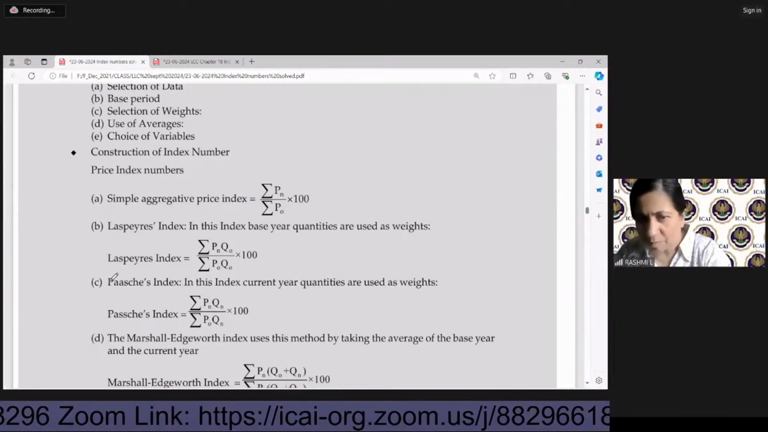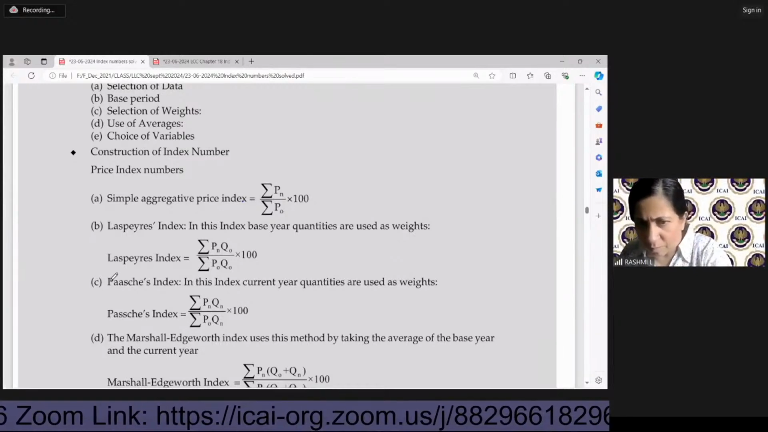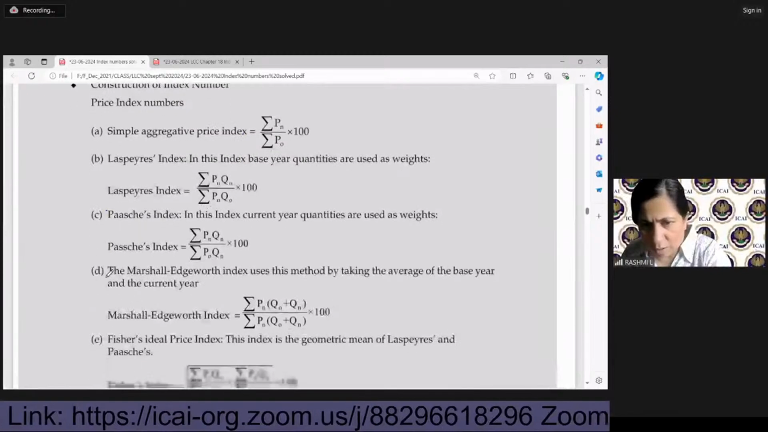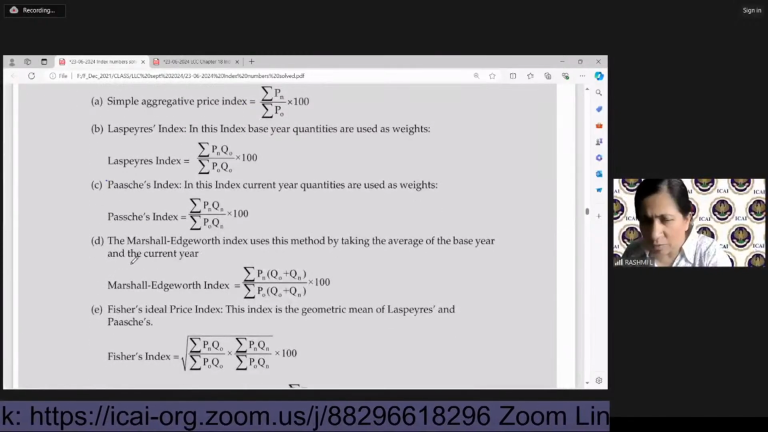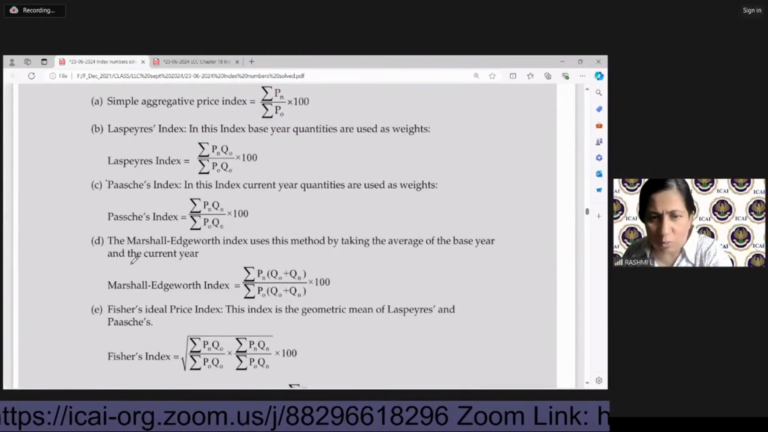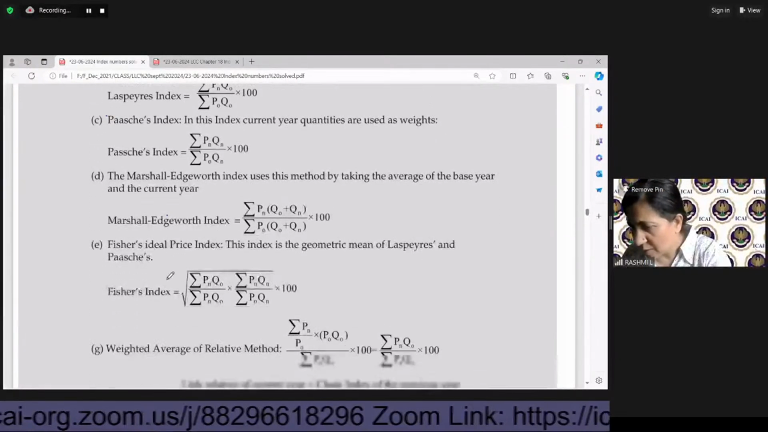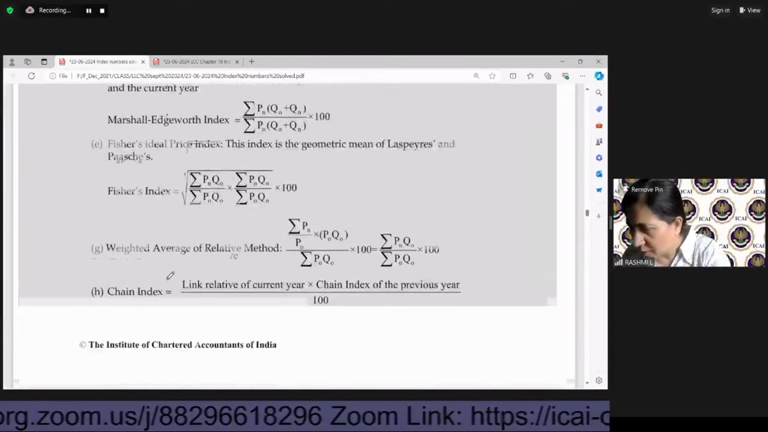Krishna, mean proportion is not in this chapter. You want it for the first chapter? Okay, so we'll take it up later.